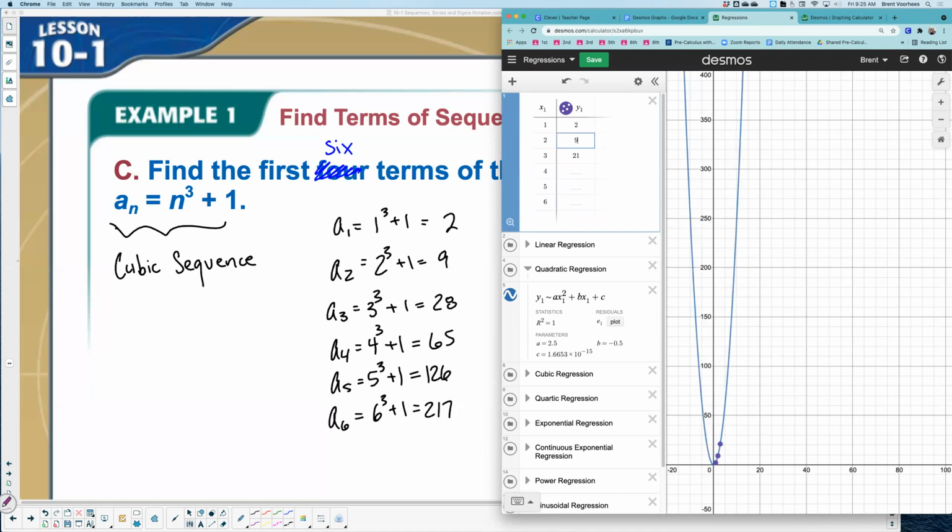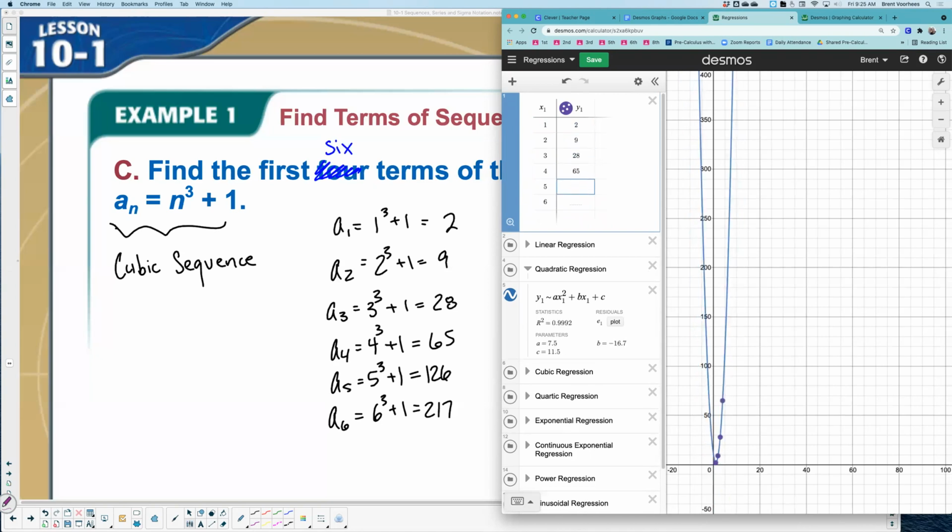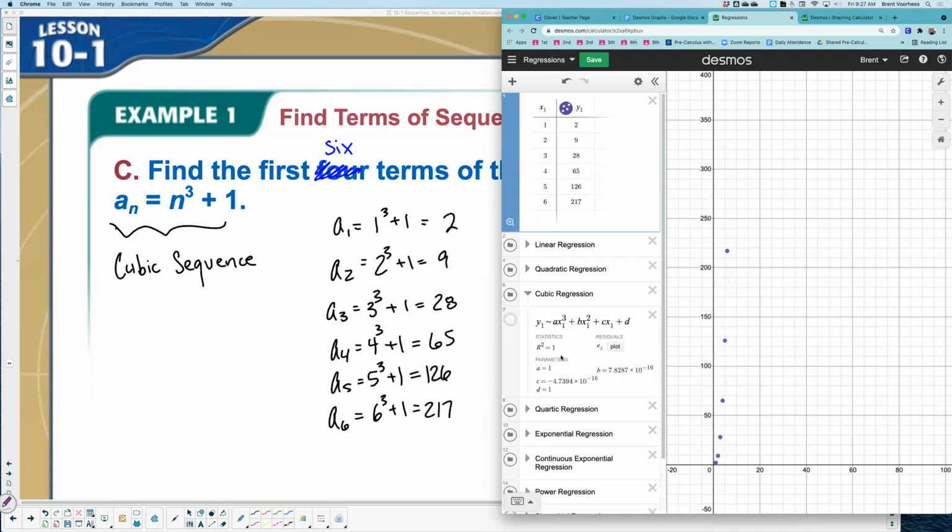Oh, it's on the side of my paper. 2, 9, 28, 65, 126, 217. If you went down to not quadratic, but cubic, it says my a is, well, that's just not working right. Why did that not work? Oh, it's saying it's perfect. Well, my a is 1.